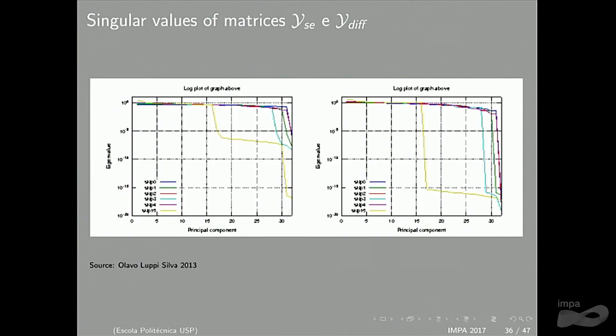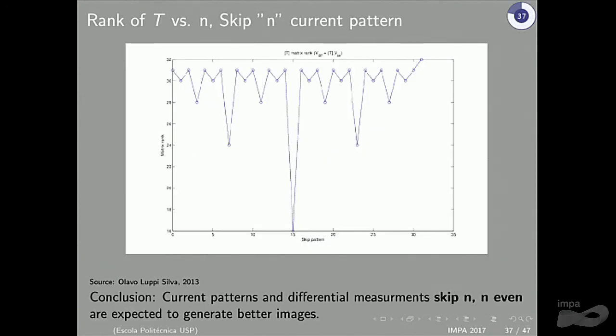And we are concerned with the smaller singular values. If the measurements are differential, then the smaller singular values are much smaller. This is due to the fact that the differential excitation matrix has a rank that varies very much with the number of electrodes that we skip. So the rank can be 15, the matrix is 32, the rank can be 24 in certain conditions.